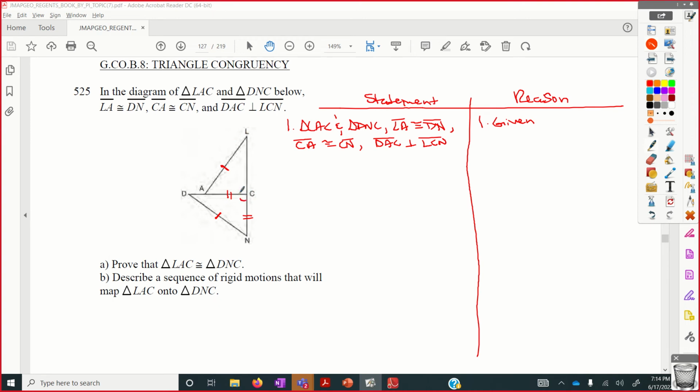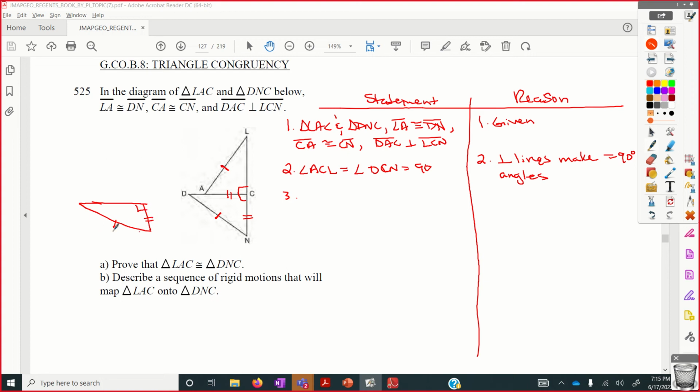Perpendicular to LCN. So we're going to get these 90 degree angles. Remember that we can say that angle ACL is equal to angle DCN, which is equal to 90. Perpendicular lines make equal 90 degree angles. This actually gives me enough, because in this triangle here, I have this side and this congruent with this angle. It looks like it's angle side side, but remember this is actually HL. What we want to say for our purposes is that triangle LAC and triangle DNC are right triangles, and then we can use HL.